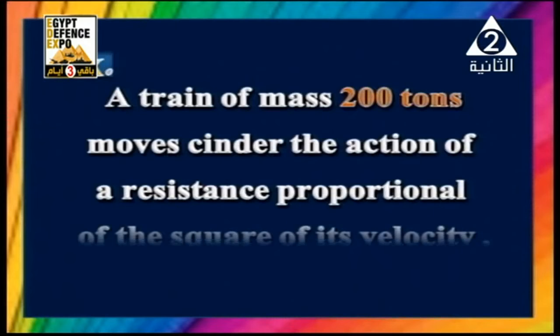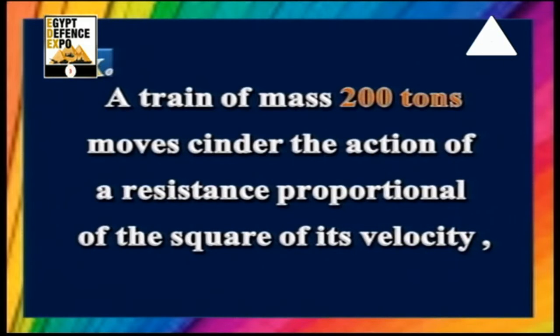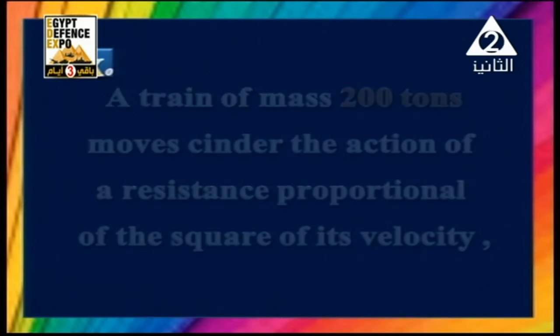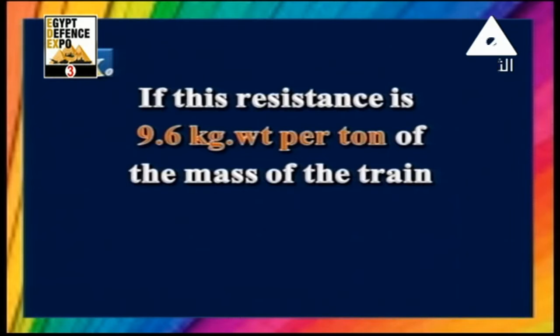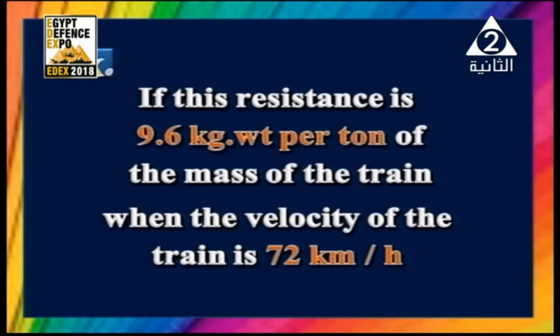A train of mass 200 ton moves under the action of resistance proportional to the square of its velocity. If this resistance is 9.6 kilogram weight per ton of the mass of the train, when the velocity of the train is 72 kilometers per hour.